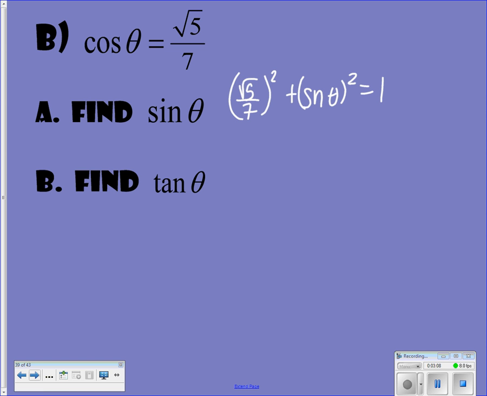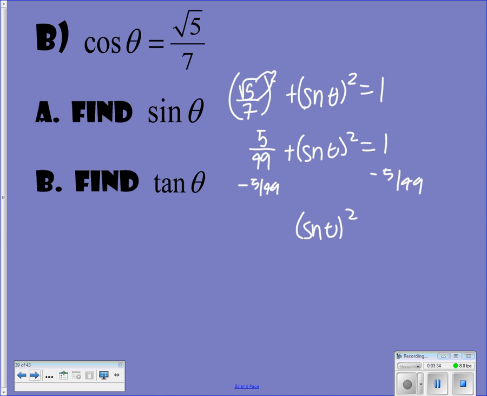We're still going to use simple algebra here and some of your brain. If I square the square root of 5, those cancel, and then square 7, I get 49. You might not want to type that into your calculator, just use common sense: square the top, square the bottom. Then I subtract 5 over 49 from each side. That gives me the sine of theta squared, and you're going to want to leave this in fraction form. In your calculator you can do 1 minus 5/49 and turn it back to a fraction.